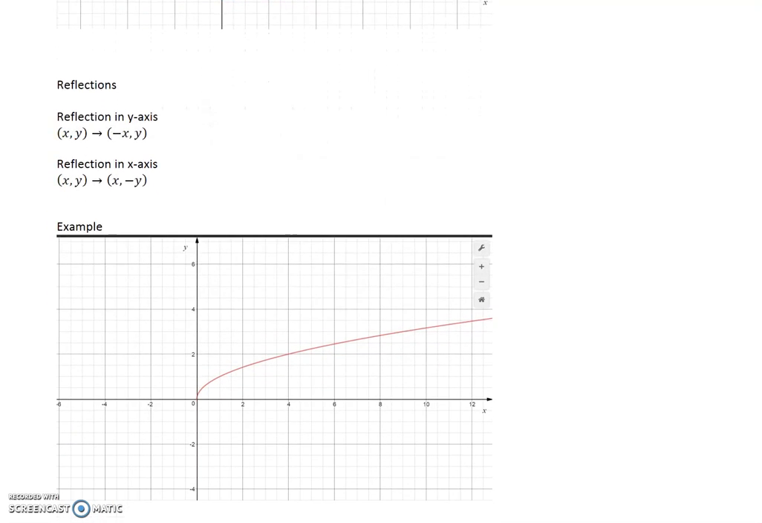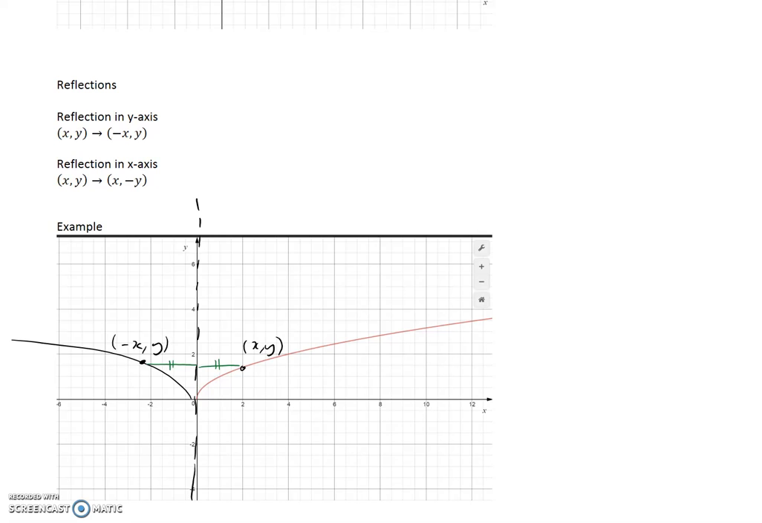Alright, reflections, they're pretty straightforward. You just treat things as mirrors, okay? So here's my y-axis. If I'm reflecting in the y-axis, I want to have a mirror image, so it would look something like that. Okay? So what's happening to the (x, y) coordinates if you're reflecting in the y-axis? Has the x changed or has the y changed? The x has changed. Okay? So it's like a mirror, and we're saying that that distance is the same distance as that distance.